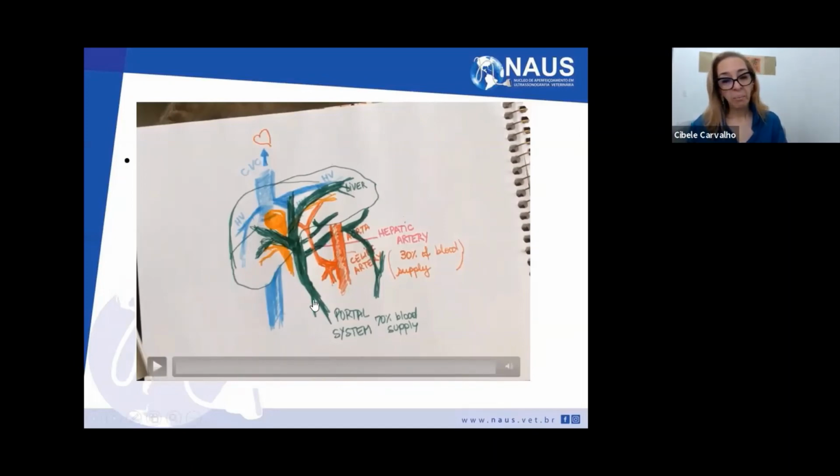Okay, the portal system with right and left branches. The tributaries: splenic, gastrosplenic vein, gastric vein, mesenteric veins, and the right and left branches. Okay?